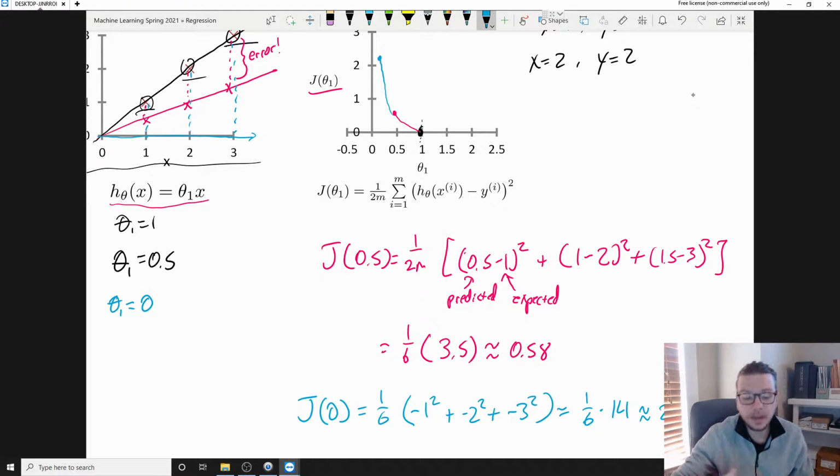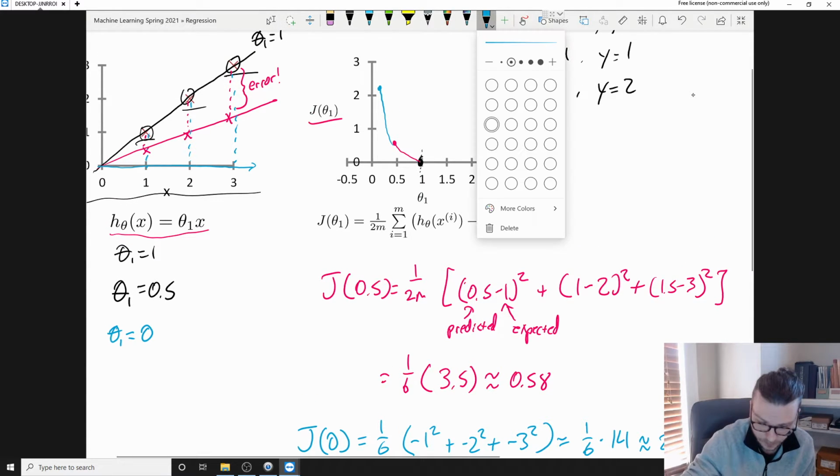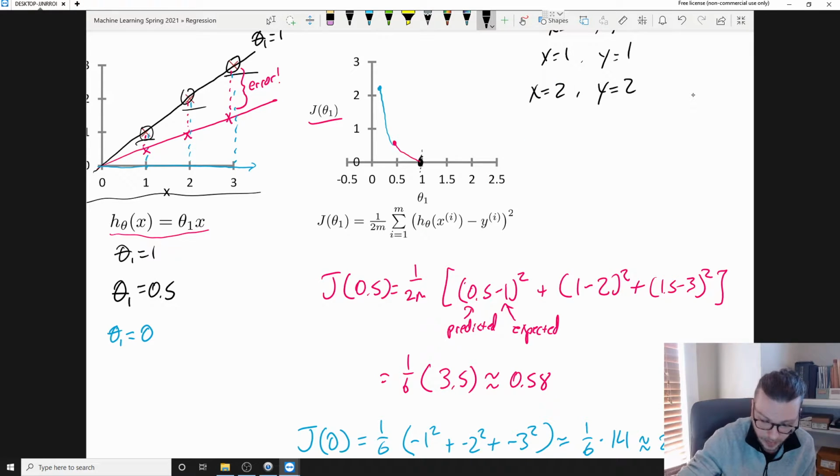And if we put our dot up here, we can start to see the beginnings of a parabola forming. If we extrapolate a little bit, we end up with a cost graph that looks something like this.